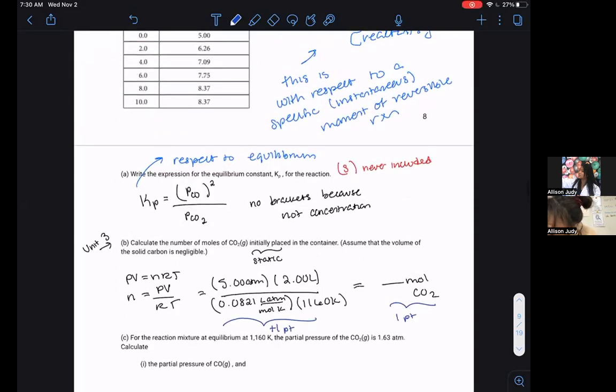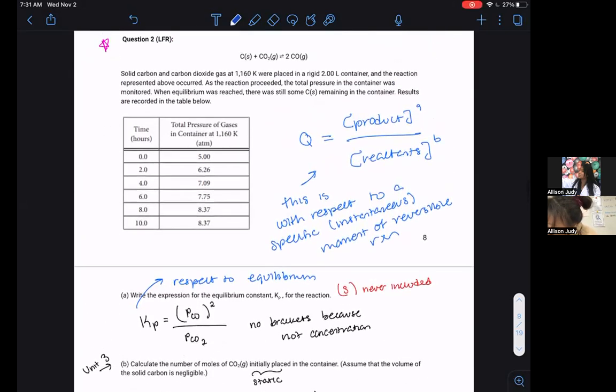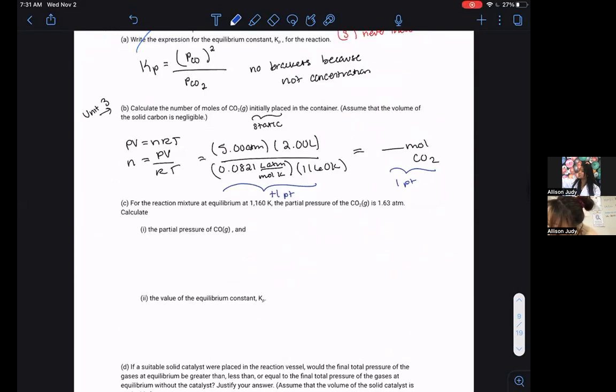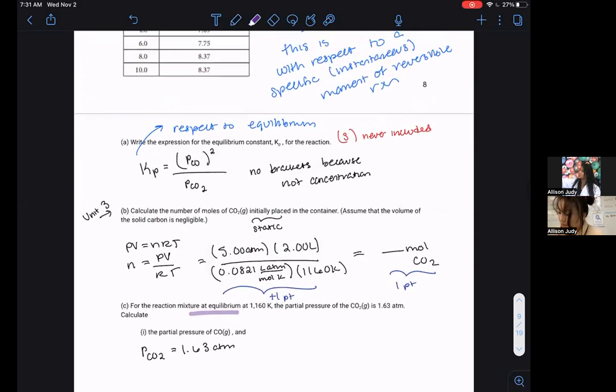What we see is the partial pressure, CO2 and CO, and we're told that the partial pressure of CO2 is 1.63 atm. Now, at equilibrium is a really important phrase here. At equilibrium. So we look back at our table. How they wrote this is supposed to stimulate you to go back to the table. So we look back at our table and ask, well, where's equilibrium?